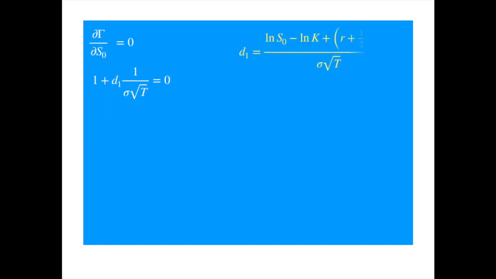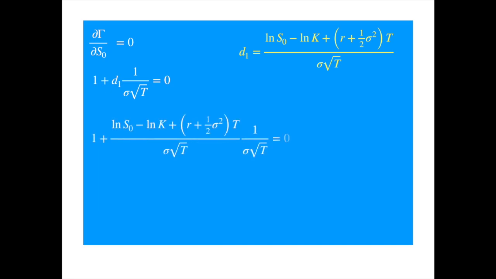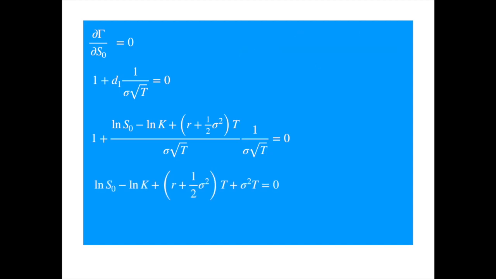Substituting for d1, we get. Multiplying through by sigma squared times t, we get. Isolating log of s on the left-hand side, we get. And now we just need to exponentiate to get the value of s. That would give the maximum gamma.